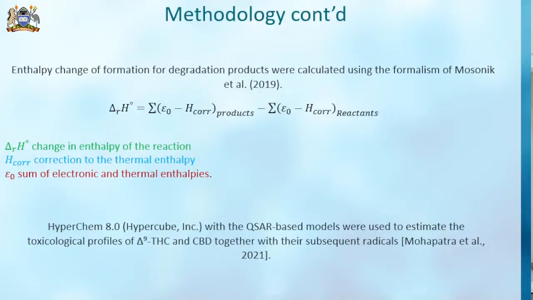Under that, we have defined the factors in that equation, where we have the delta RH being the change in enthalpy of the reaction, H called the correction to the enthalpy, and epsilon not the sum of the electronic thermal properties. Then we went ahead and used HyperChem computational code under the quantitative structure-activity relationship, which are models used to estimate the toxicological profiles of these two cannabinoids and their subsequent radicals.